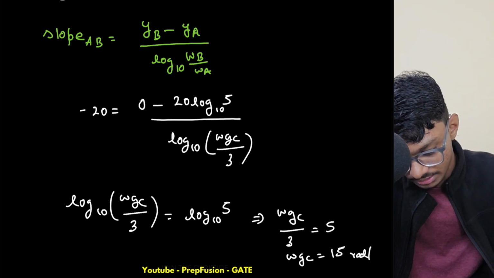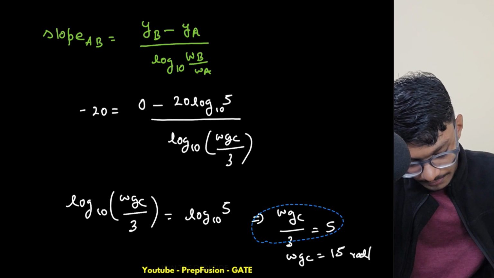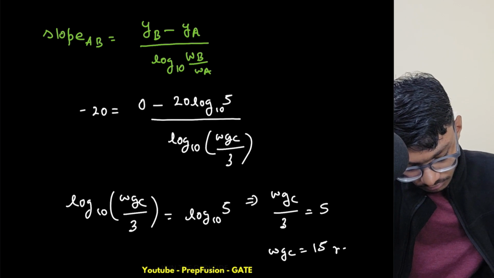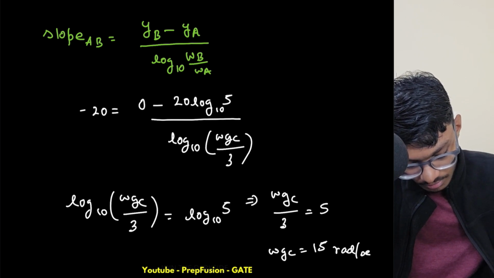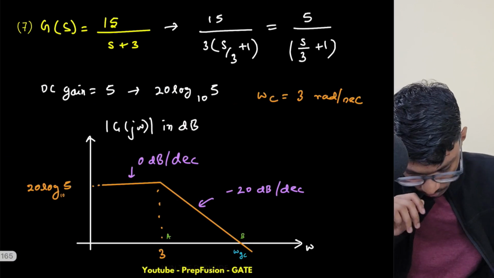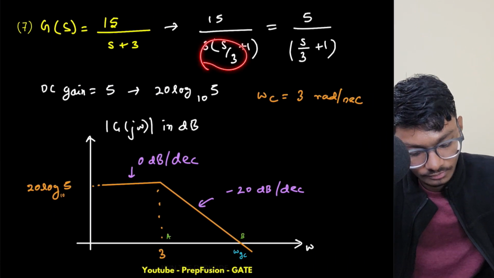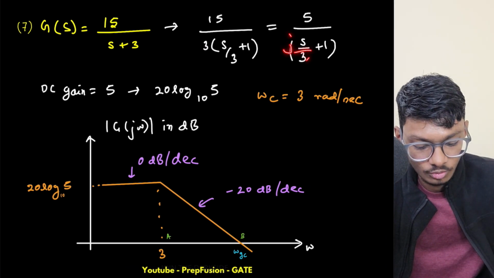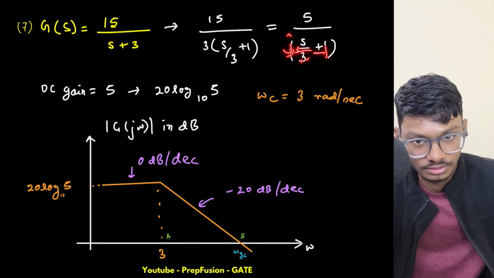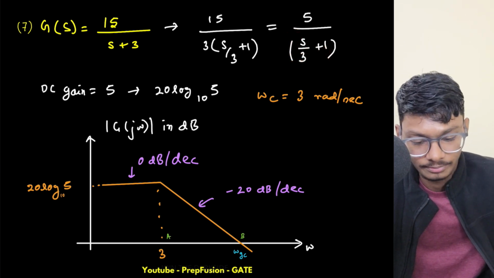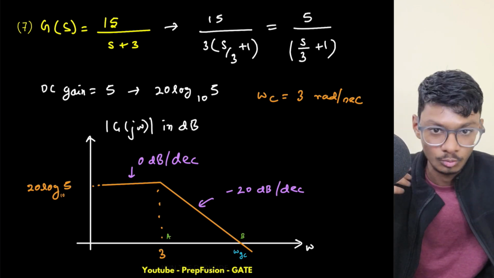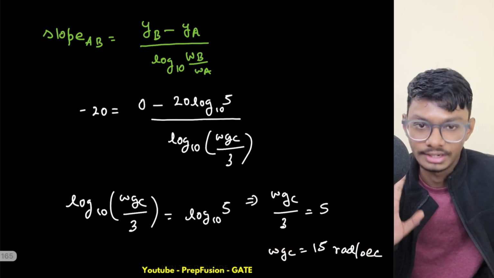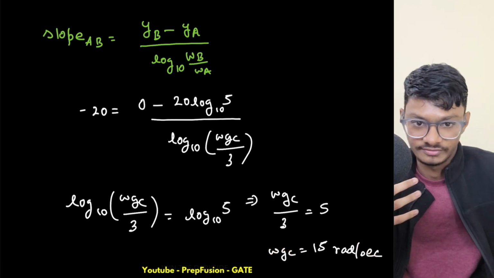Now, is this the correct answer? So let's put 15 over here. If you put 15 over here, what do you get? Here this is j omega, so 15 gives j5 plus 1. If you take the magnitude, it is under root 26, and under root 26 is almost 5. So 5 by 5 almost equals 1. So yes, this is a correct approximation. From there also you can cross verify whether you're correct or not.